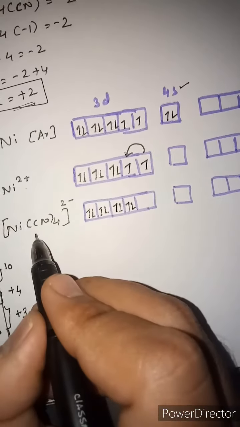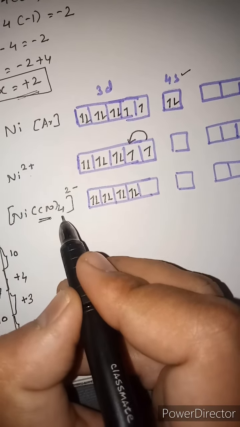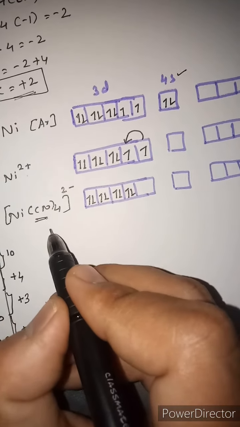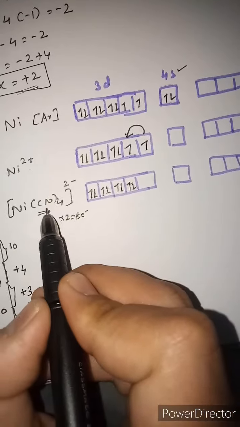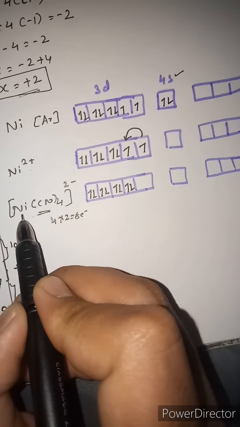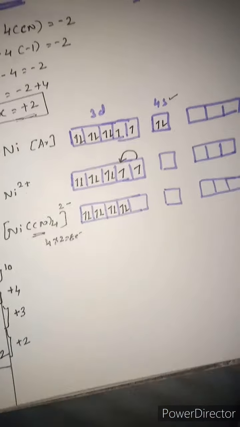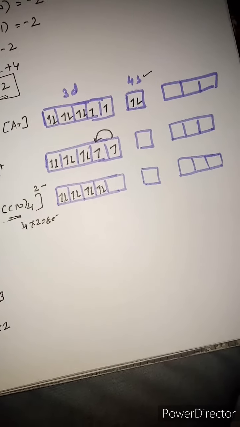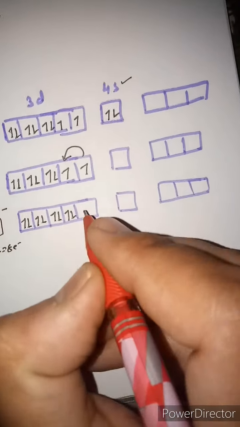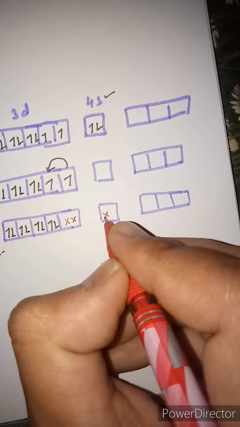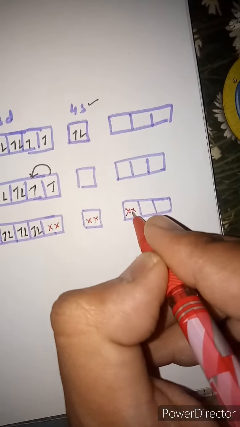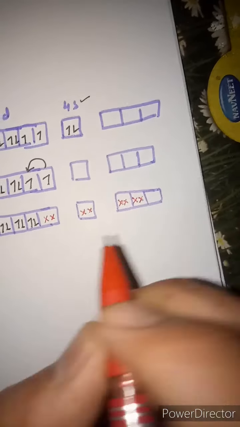Now what about this CN? As we know, CN, how many moles do we have? 4. So multiply with the 2 part, you get how many? 8 electrons. Now this CN will transfer these 8 electrons towards the Ni metal. So we get an answer. Keep it as XX 1 2 3 4 5 6 7 8.